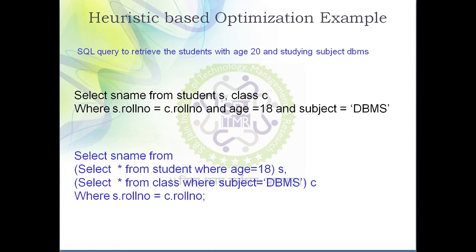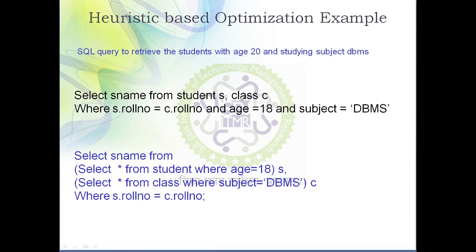In that case, the age of the student is not present in the class table, whereas the subject details are not present in the student table. So I need to use two tables: one is the student table and the second one is the class table. From the student table I will get the age of the student, and from the class table I will get the subject name in which the particular student is studying. And what do I need to retrieve? I need to retrieve the name. The name is present only in the student table, but it is not present in the class table.